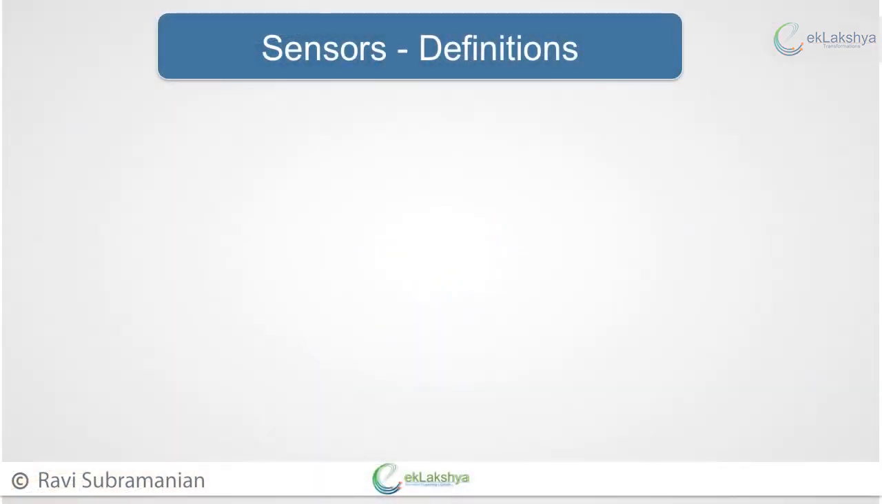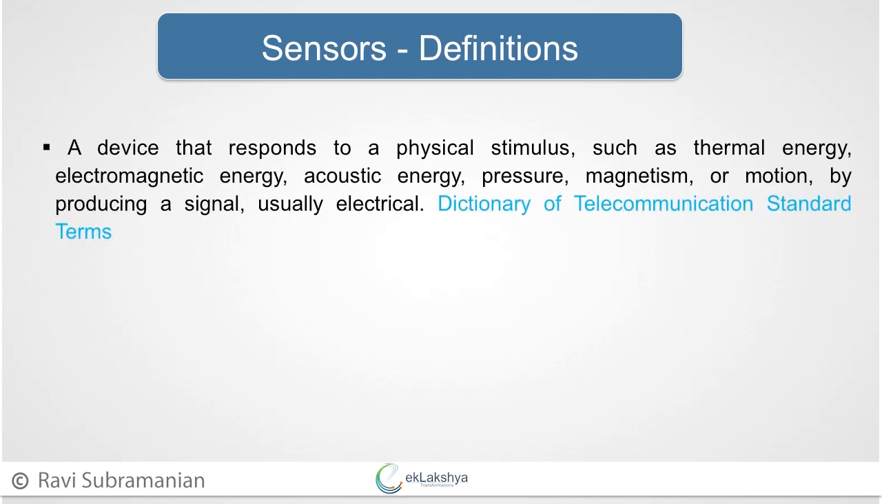To start with, let us look at some of the popular definitions of sensors. The Dictionary of Telecommunication Standard Terms defines a sensor as a device that responds to a physical stimulus. The physical stimulus could be thermal energy, such as temperature. It could be electromagnetic energy. It could be acoustic energy from a voice signal. It could be atmospheric pressure. It could be a magnetic field or a motion by a human being. It produces a signal as an output, which is usually electrical.